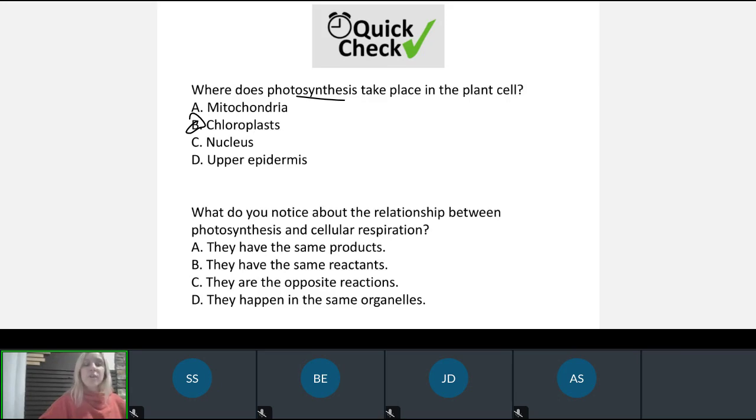Good. What do you notice about the relationship between photosynthesis and cellular respiration? Is it that they have the same products? Do they make the same thing? Yes or no? Do they have the same reactants? The same things go in? Are they the opposites, where they feed each other their byproducts? Their waste is actually what the other needs to start. Or do they happen in the same organelles?